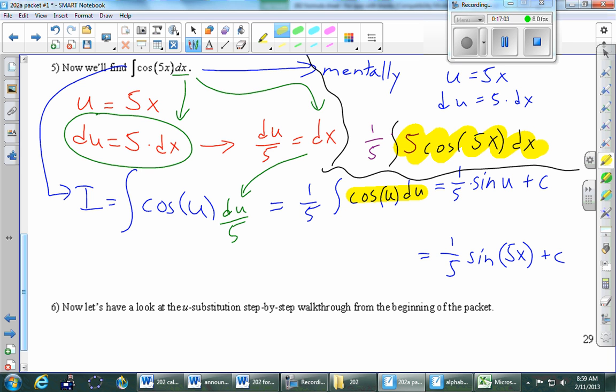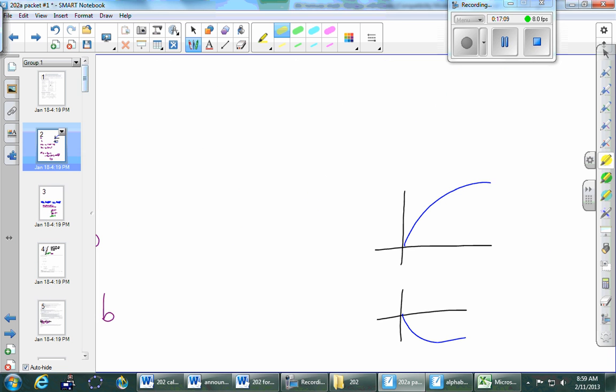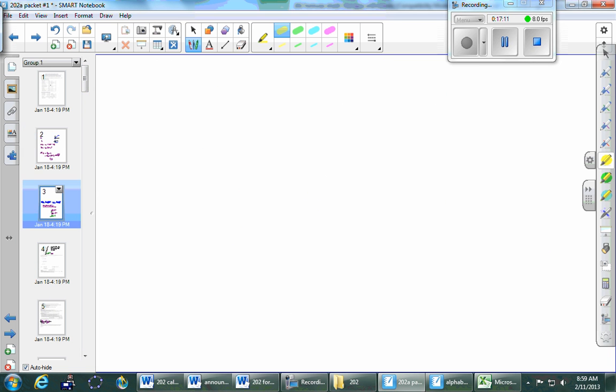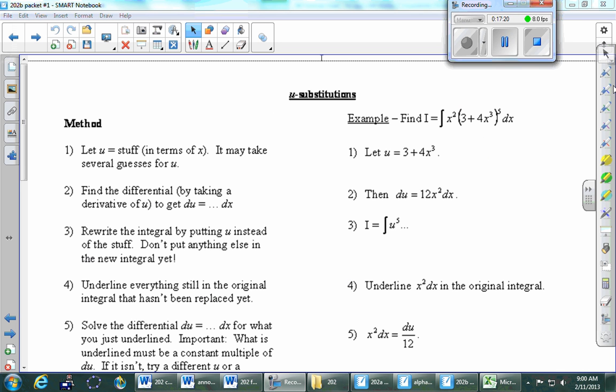So down here at number 6, it says we're going to look at the U substitution walkthrough from the beginning of the packet. So I think this is page 2. You might have ripped this off in preparation for the quiz, and I see that my page 2 is gone. All right, so U substitutions on the left, there's the step-by-step method. On the right is the example problem that we're going to look at worked out. And again, you're going to bring this with you to tests and quizzes, so you'll have this with you.